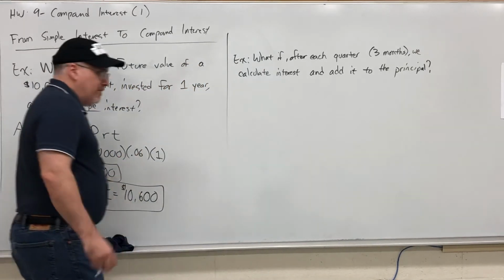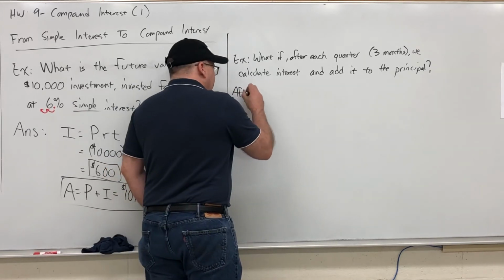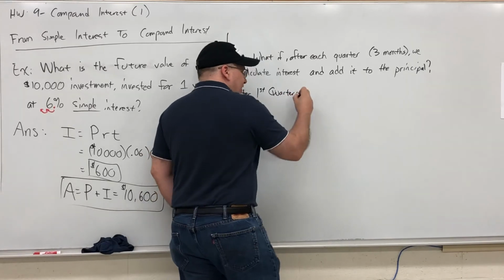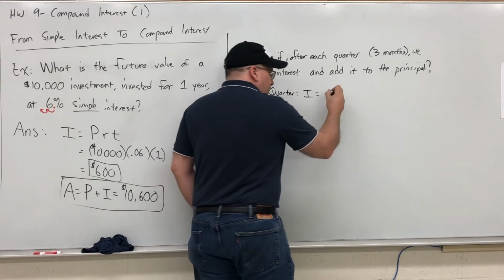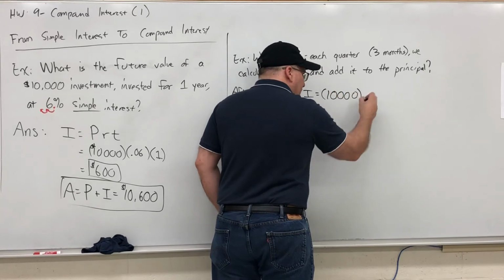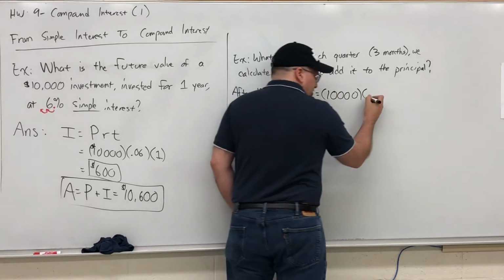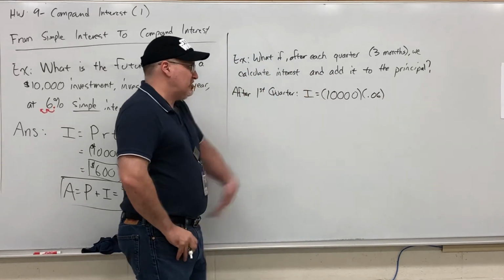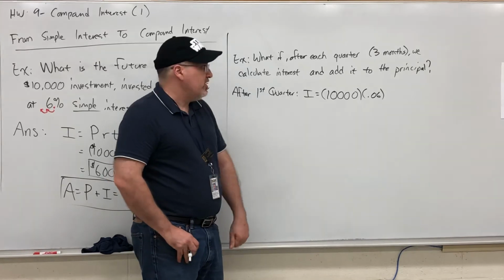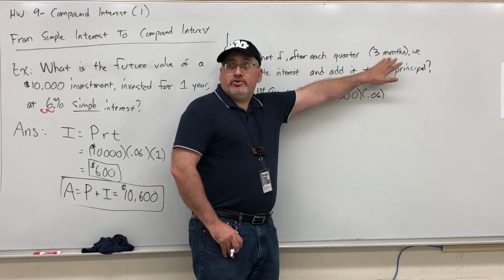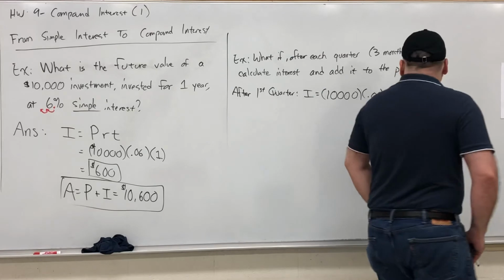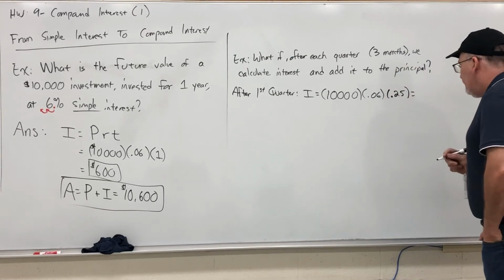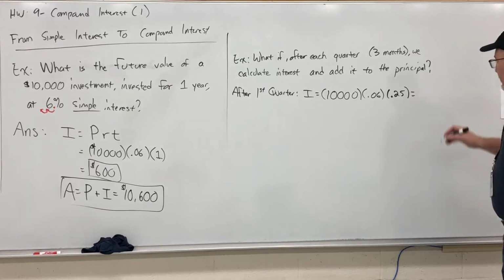Well, let's think about it. After the first quarter, to calculate the interest, we start with $10,000. Our interest rate is still 6%, so 0.06. But now I'm not going to multiply by 1 year because I'm stopping the investment after 3 months. And remember, to turn months into years, you just divide by 12. 3 divided by 12 is 0.25. And if you multiply all that together, you will get 150.